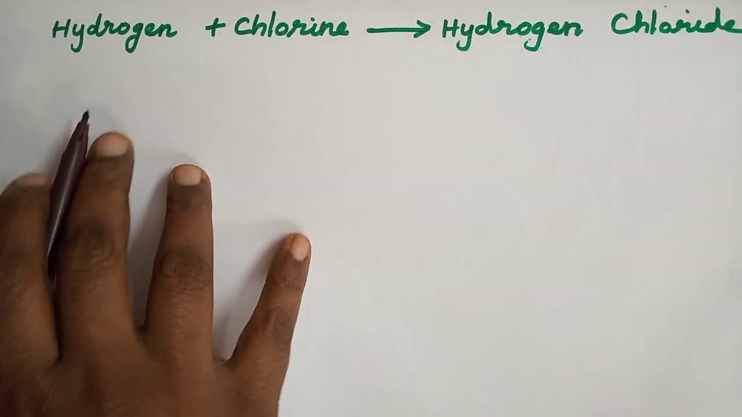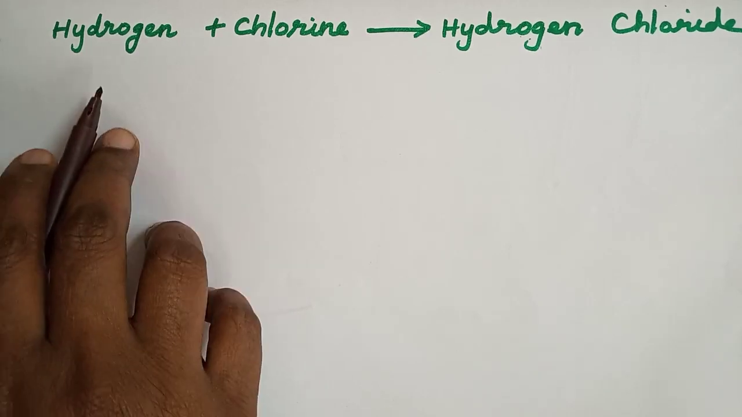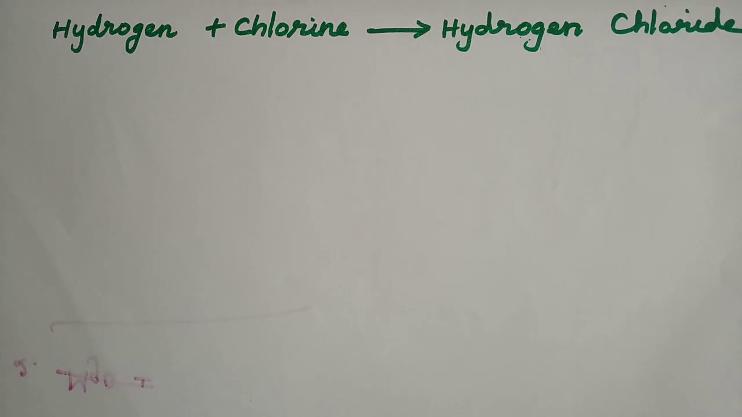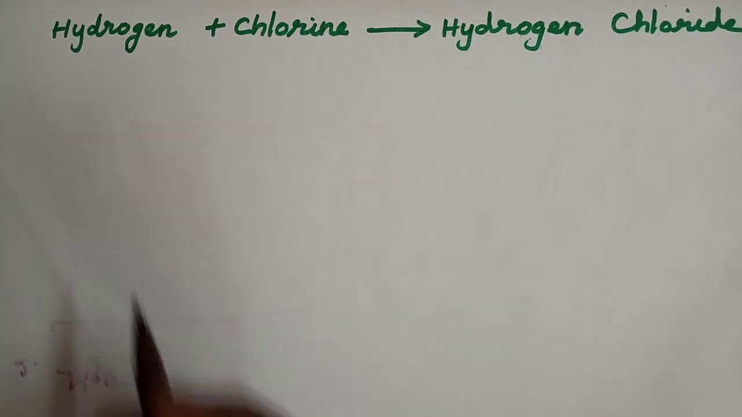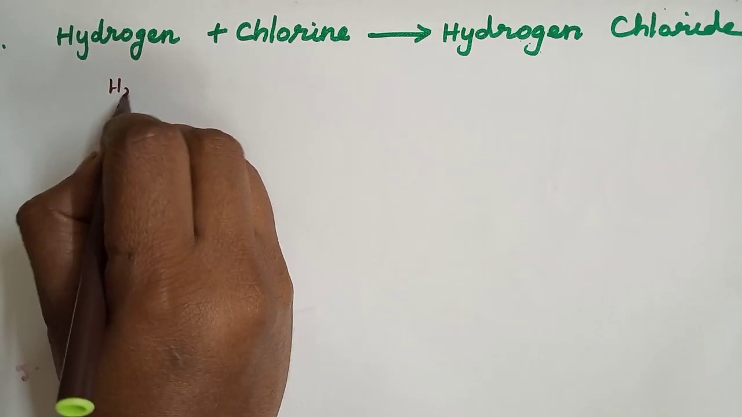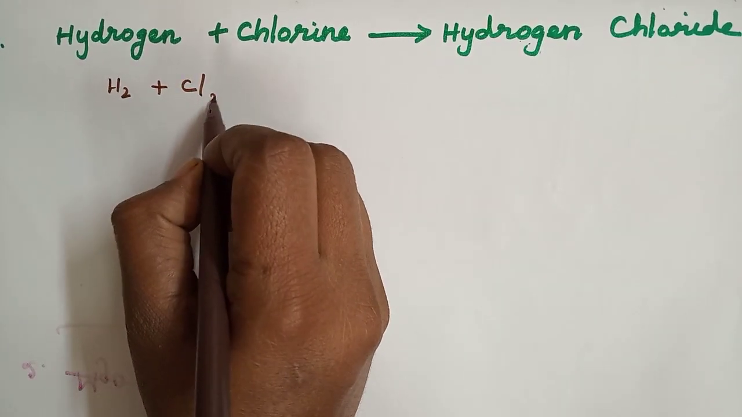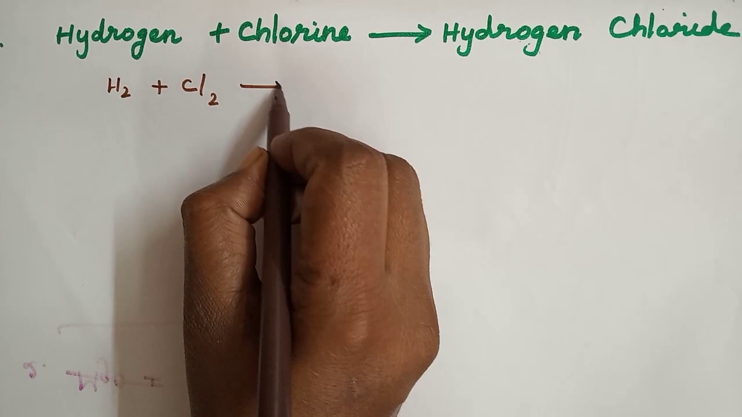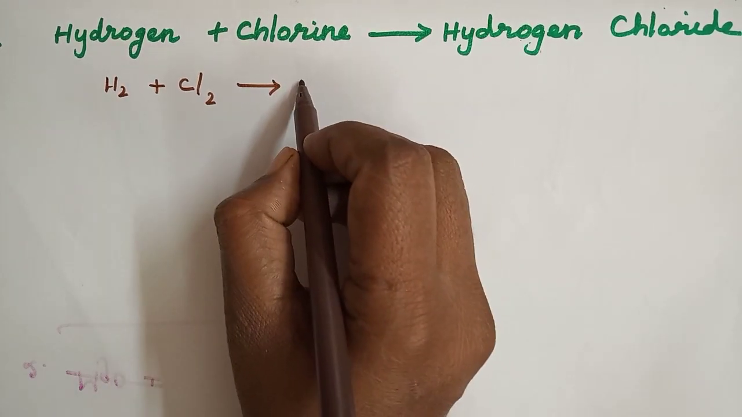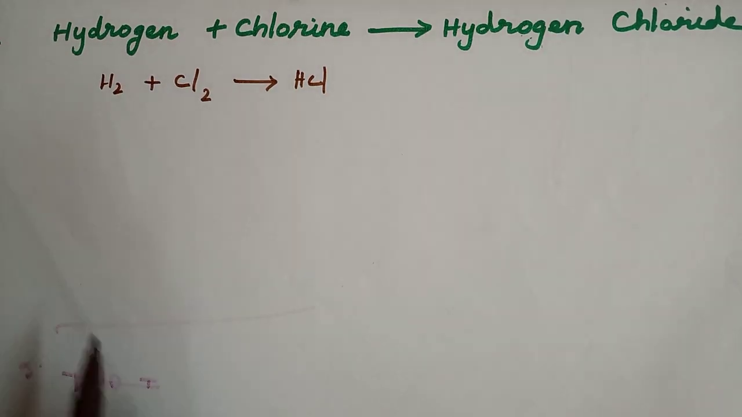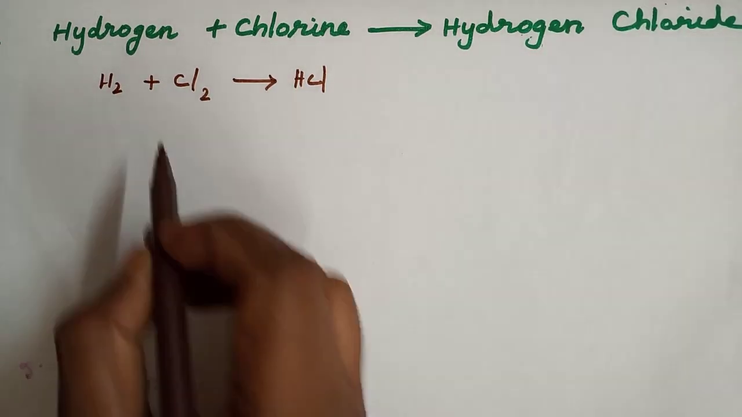See, this is example 1. Okay, hydrogen plus chlorine gives hydrogen chloride. Okay, how can we write this? Hydrogen plus chlorine gives hydrogen chloride. Understood? Okay, now shall we balance the equation?